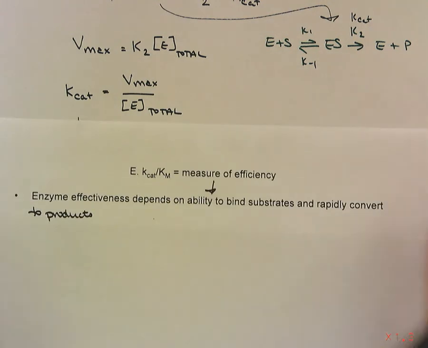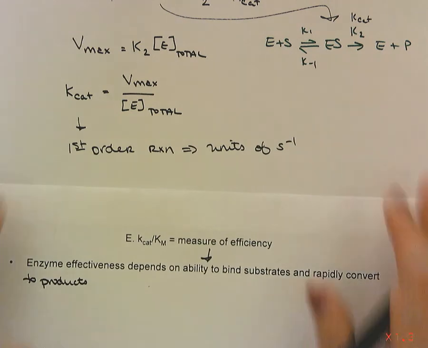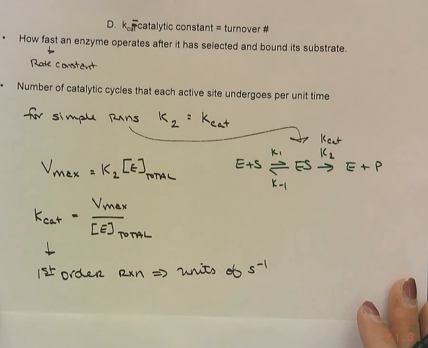On the previous slide, you're saying that the number of catalytic cycles that each active site goes through is like how often it reopens to find a new substrate? Yep.